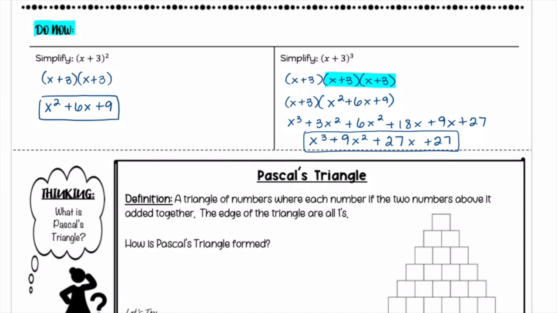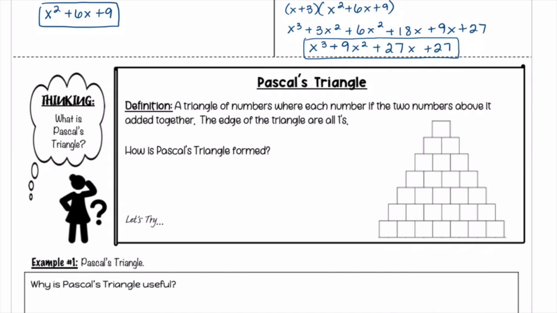All right, so for the first one, we have x squared plus 6x plus 9. For the second one, more distribution, and we end up at x to the third plus 9x squared plus 27x plus 27. So what if I were to give you (x plus 3) to the fourth power? How much fun would you have?